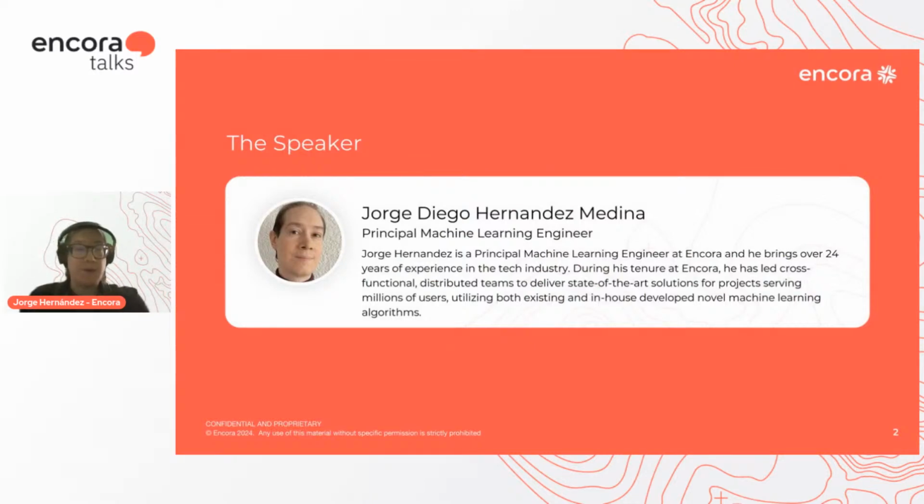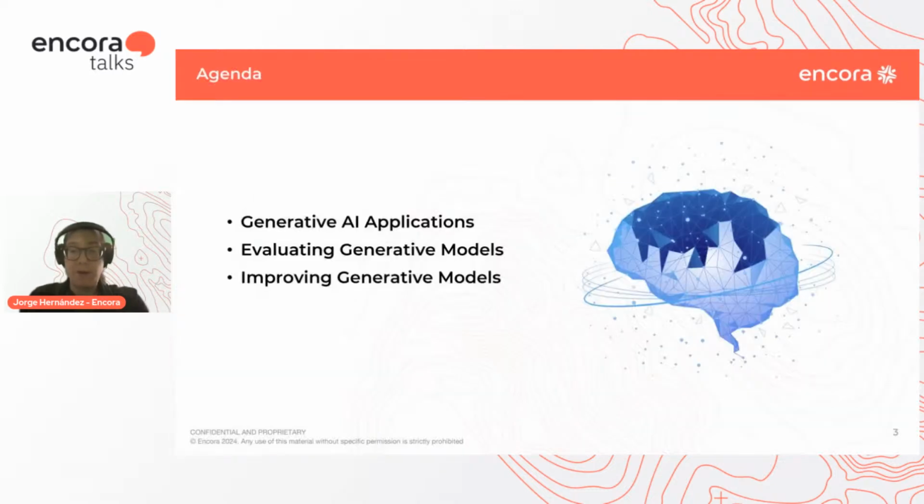So a little bit about myself quickly. I'm a principal machine learning engineer at Encora. I've got 24 years of experience in tech. Here, I've led cross-functional distributed teams in delivering solutions for projects that millions of users use every day. We use both existing and custom machine learning algorithms. So that's a little bit about my work.